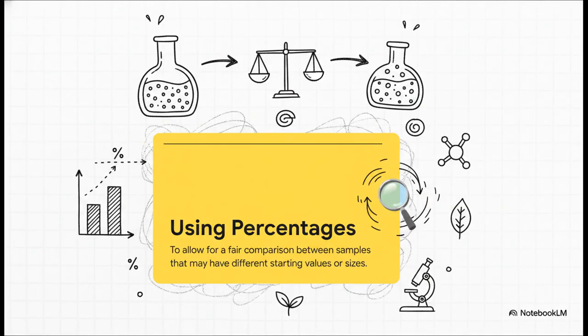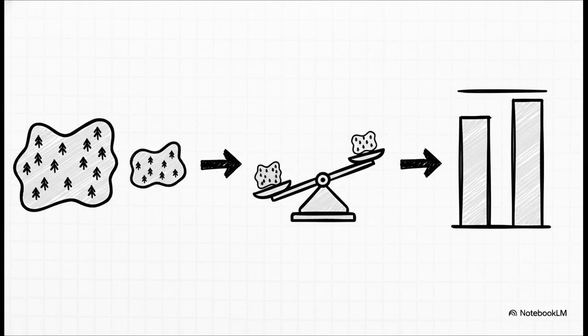You know, in science, percentages are like this amazing tool we use to standardize things. They let us make a fair comparison between different groups or different places, especially when those places might have started out with different sizes or conditions. It just creates a level playing field for the data. And there's the perfect 2-mark answer.